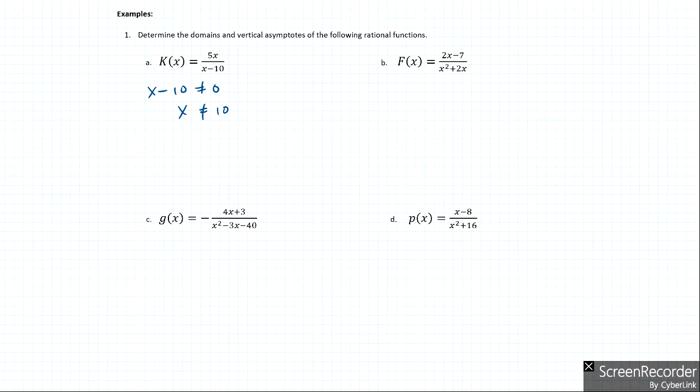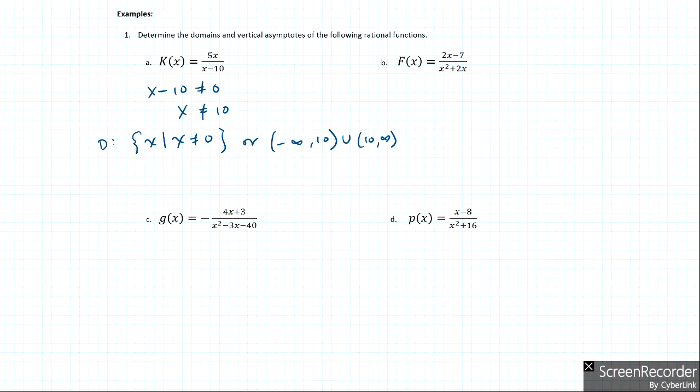From here, you can write the domain in interval notation or set builder notation. So we can say in set builder notation, the domain is x such that x doesn't equal 10. And in interval notation, we can say it's negative infinity to 10 union 10 to infinity.